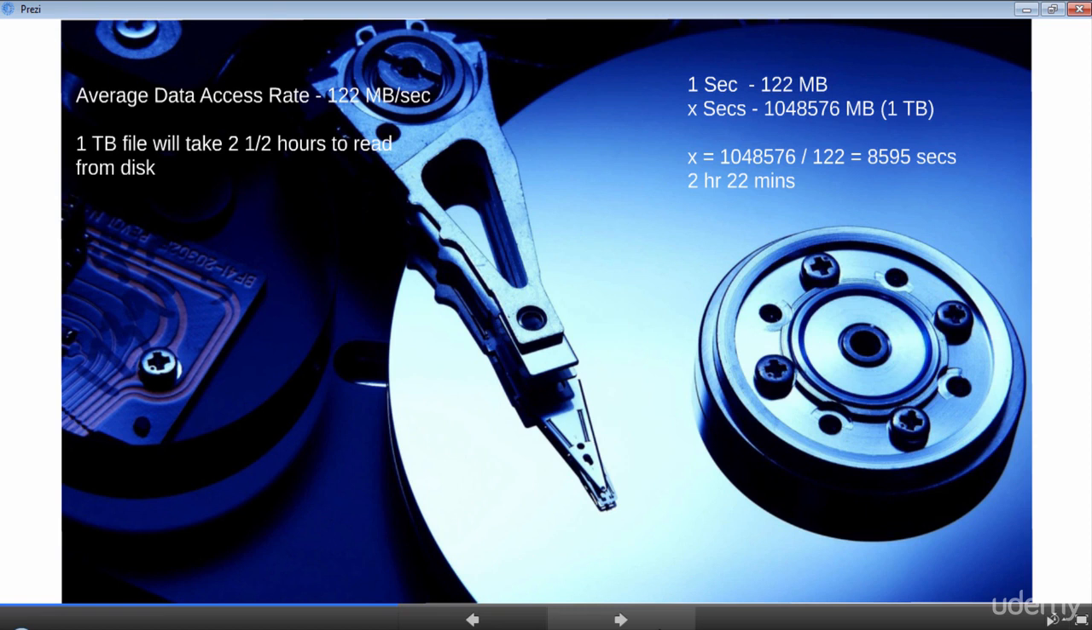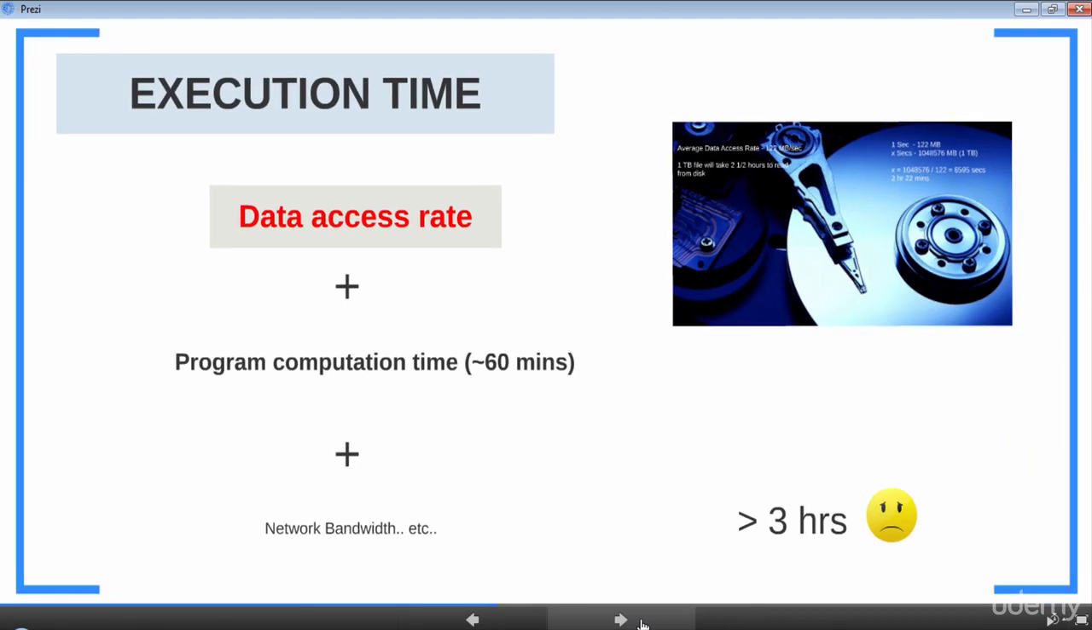Now that is for an HDD that is connected to your workstation. When you transfer a file from a NAS server or from your SAN even, you should know the transfer rate of the hard disk drives in the NAS servers. For now, we will assume it is the same as the regular HDD, which is 122 megabytes per second. And hence it would take 2 hours and 22 minutes.